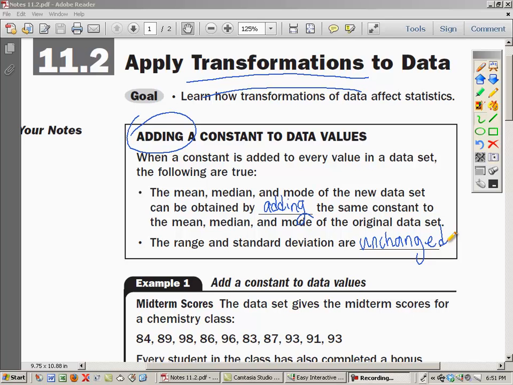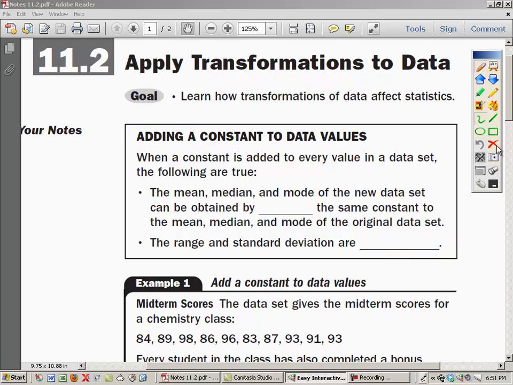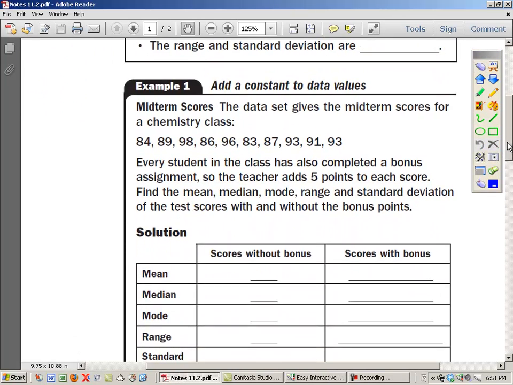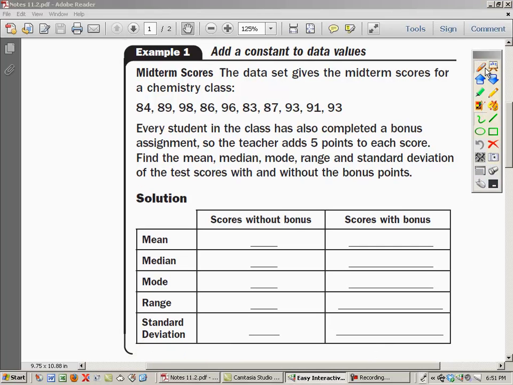Okay, and so let's take a look at some midterm scores and let's see what happens to our set of data. All right, in example 1, it says, what happens if we have these scores on a midterm for a chemistry test, 84, 89, and so on and so forth, okay? Every student in the class has also completed a bonus assignment, so the teacher decides to add 5 bonus points to each score. Find the mean, median, and mode, range, and standard deviation of the test scores with and without the bonus points. So let's start with without the bonus points.